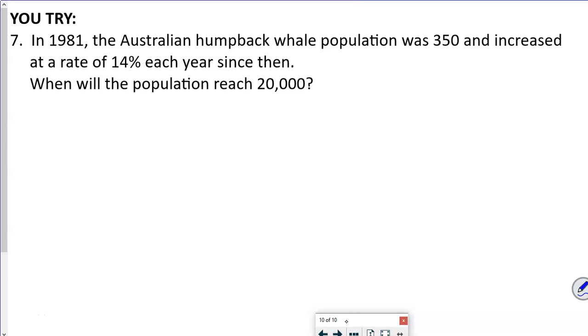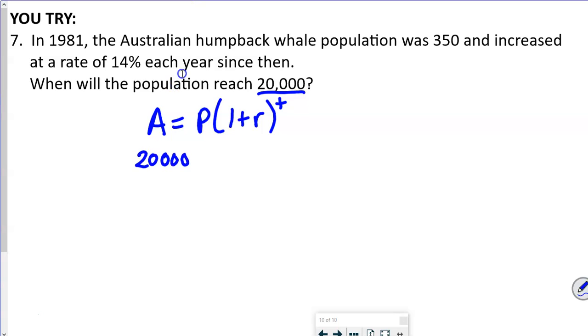All right, our last problem. In 1981 in Australia, the humpback whale population was 350 and increased at a rate of 14% each year. Since then, when will the population reach 20,000? So we're going to again use this formula. Principal times 1 plus the rate of interest to the time. So it's asking us when would it be at 20,000. So that's going to be our final amount. Our principal starting amount would be 350, and it's 1 plus 0.14 to the t.